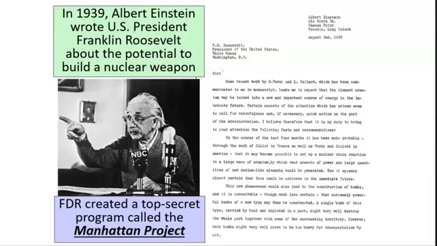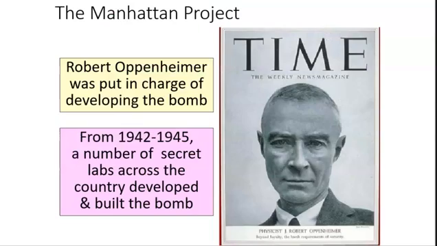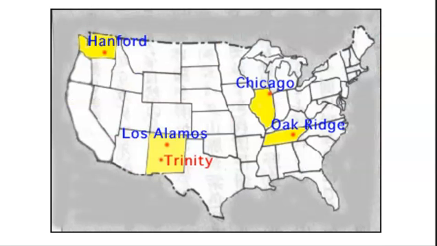Although Einstein comes up with the idea, they actually put a few other people in charge of this. The man put in charge is pictured there on the cover of Time magazine. His name is Robert Oppenheimer. He's a brilliant physicist, and he works with many other people between 1942 to 1945 in a series of secret labs across the United States. They're all over the place. There's 100,000 people working on this, and they spend nearly $2 billion to create the atomic bomb.